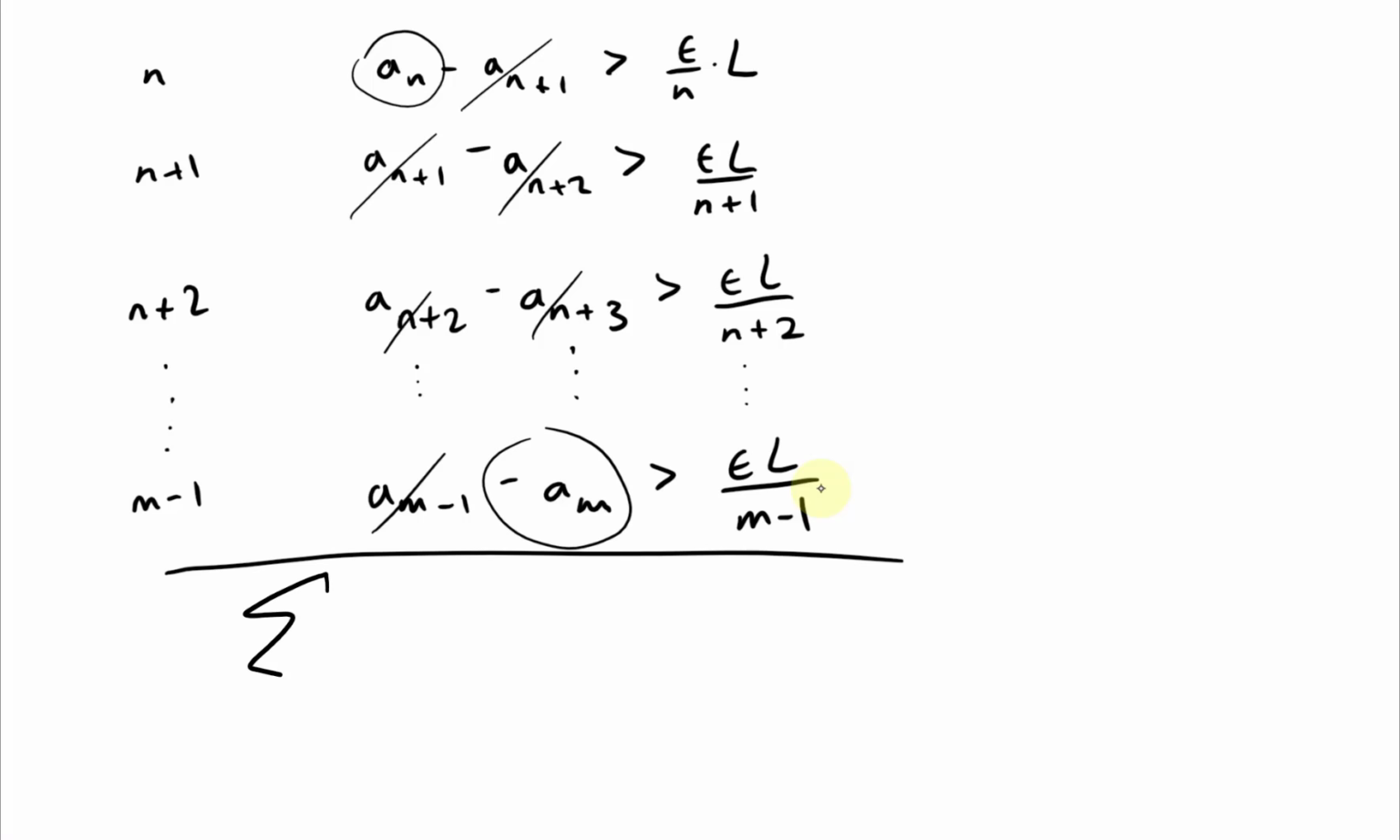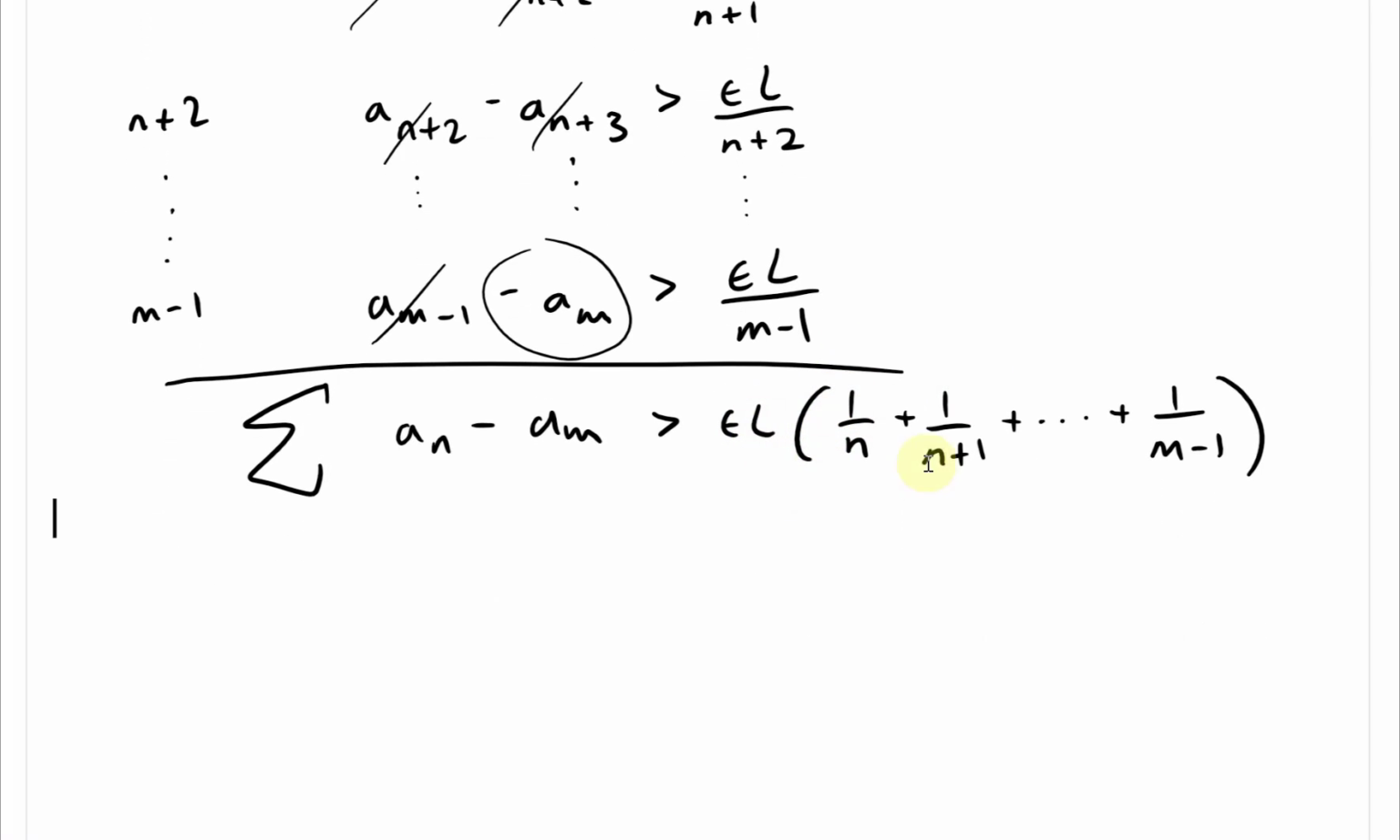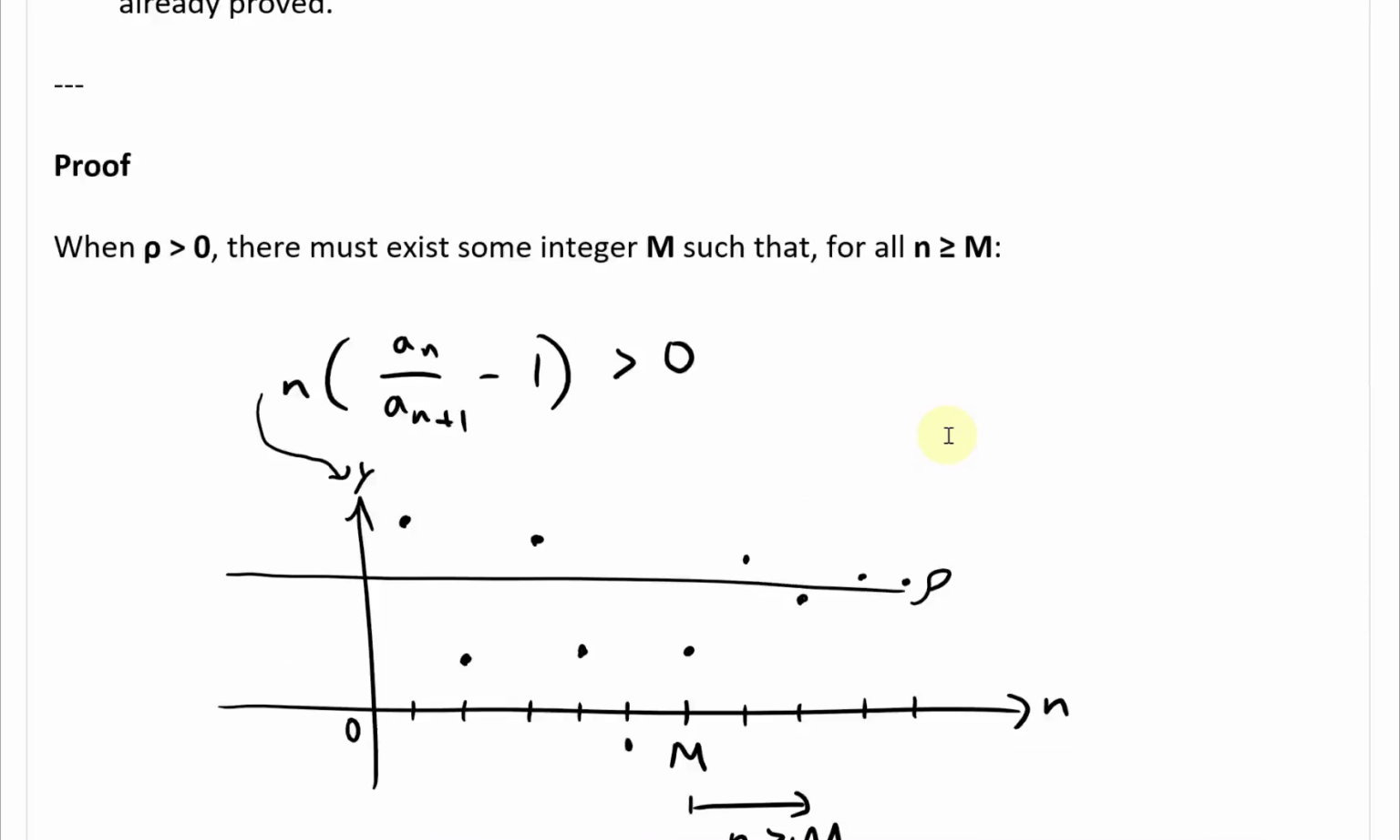And so we're going to write this down, summation, we get a_n minus a_m greater than epsilon L, and then the other terms are all similar, so put them together and factor out the constants epsilon and L: 1 over n, plus 1 over n plus 1, plus 1 over n plus 2, etc., all the way to plus 1 over m minus 1. Yeah, so that's what we have. And we know this one already. This is 1 over n plus 1 over n plus 1 and so on. In other words, that's our harmonic series, which is the p series with p equal to 1.